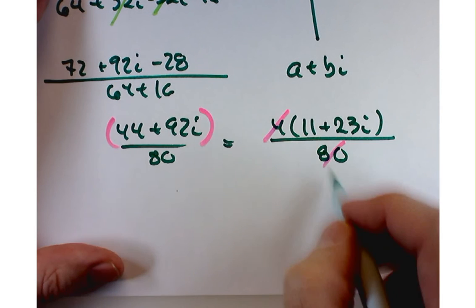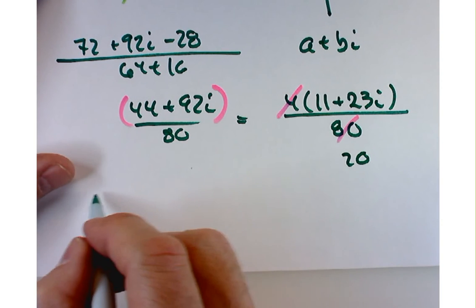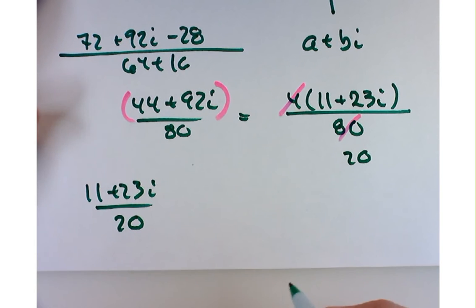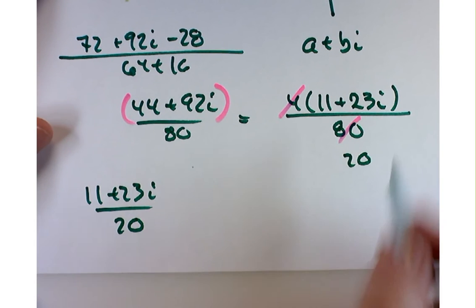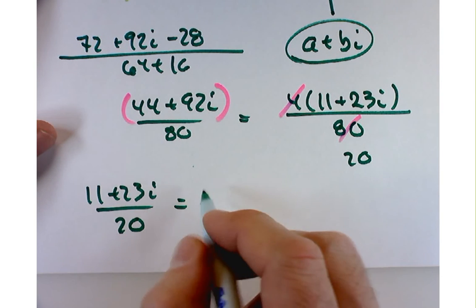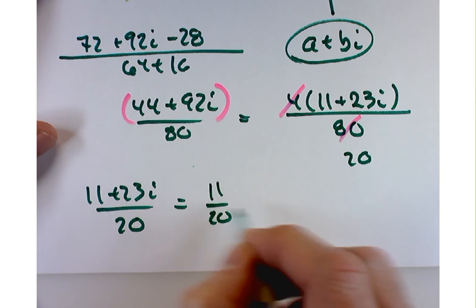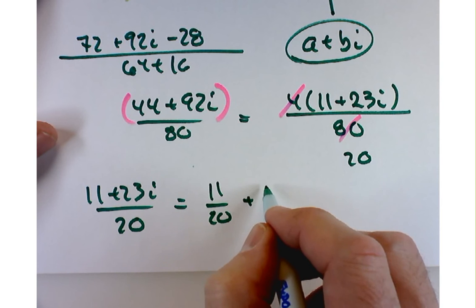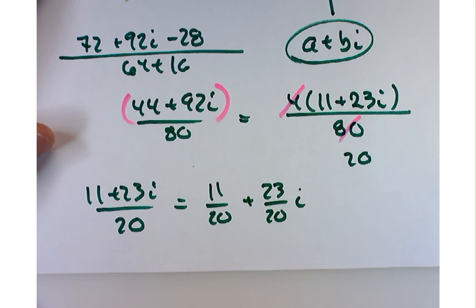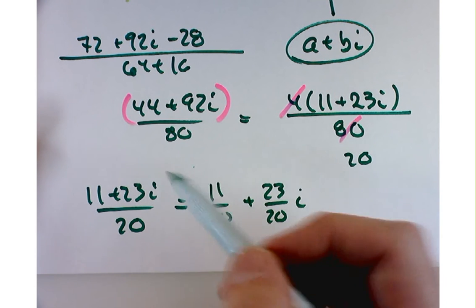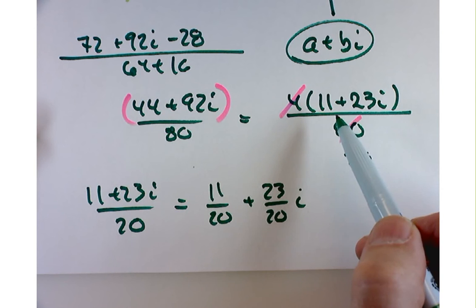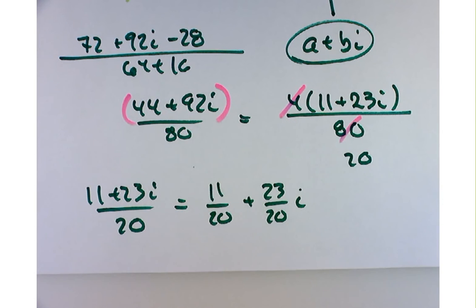So let's see. 4 cancels in there 20 times, and that leaves you with 11 plus 23i over 20. Now, that's still not in the form of a plus bi that the book wants, or excuse me, that WebAssign will want. So you can write it as 11 over 20 plus 23 over 20 times i. You don't have to simplify it this way.